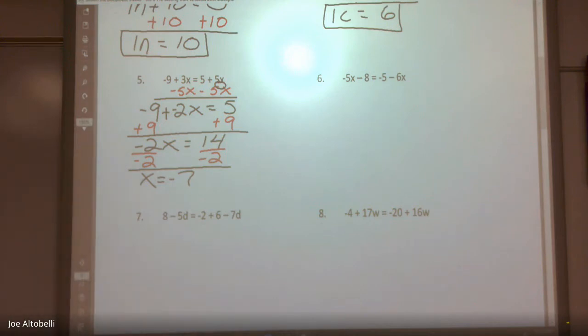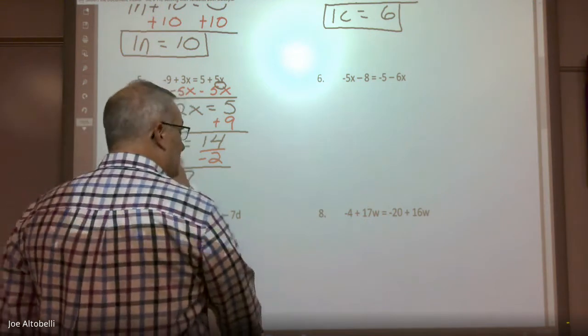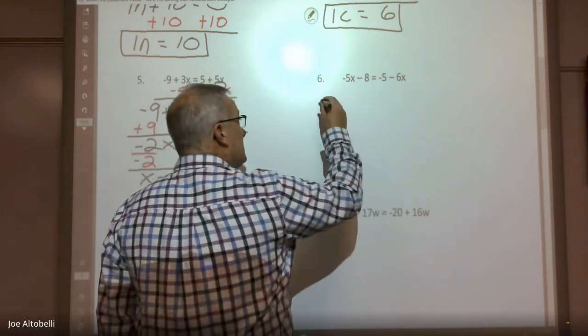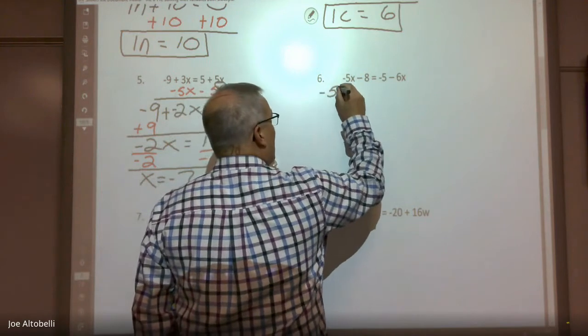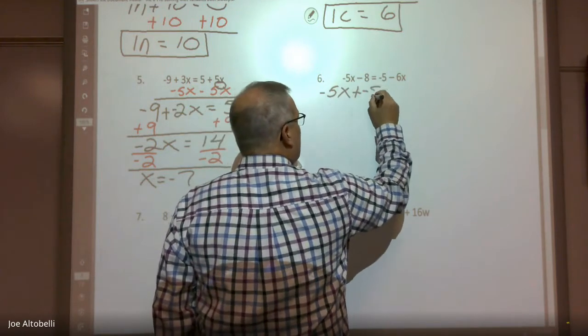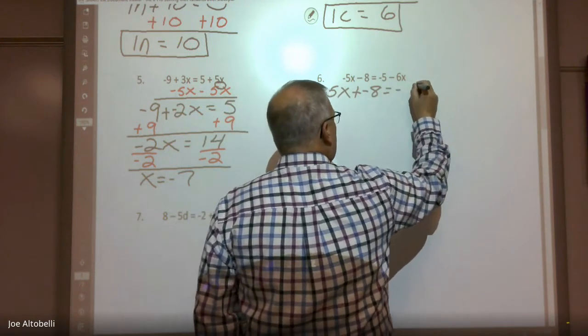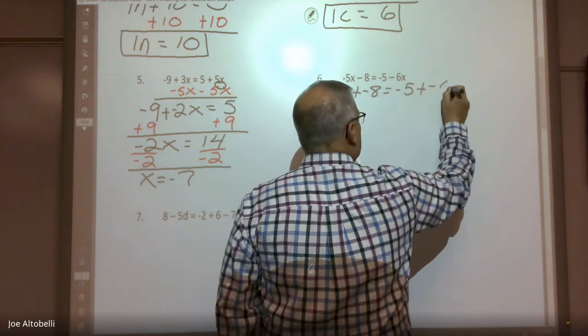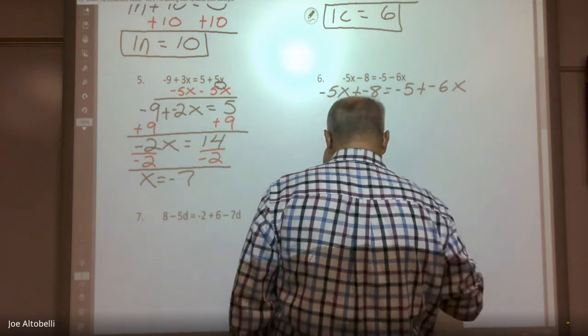Number 6, there's a lot of subtracting in it. I'm going to remember to rewrite all my subtracting to adding the opposite this time. I didn't in one of my other problems. So I have a negative 5x plus a negative 8 is equal to a negative 5 plus a negative 6x.